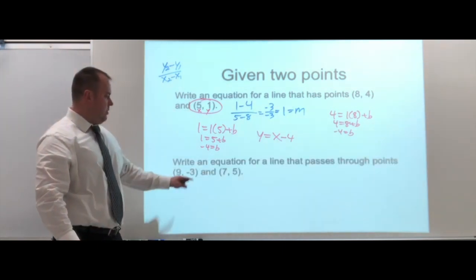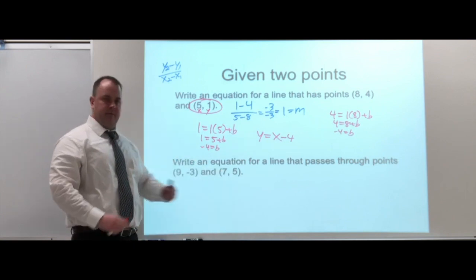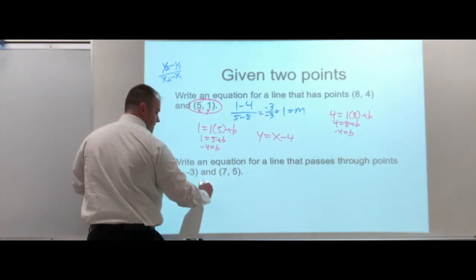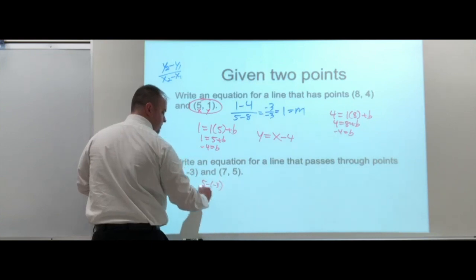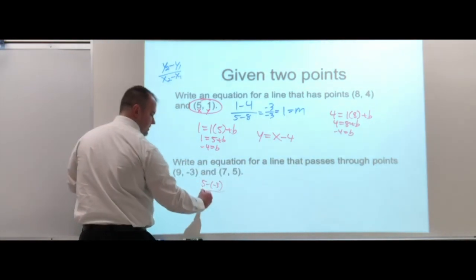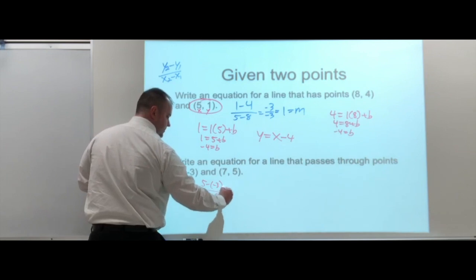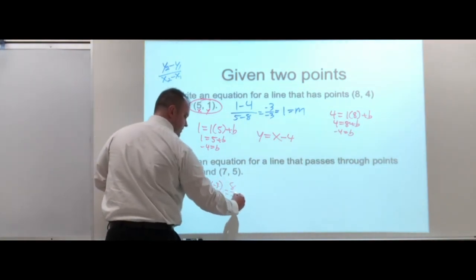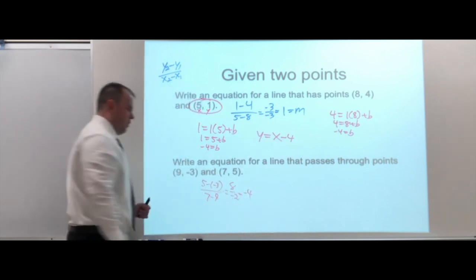Just one more example. (9, -3), (7, 5). So again, we have 2 points. I'm going to find slope. 5 minus -3. My 5 came first, so my 7's going to come first. 5 minus -3 is 8 over -2. So we have a slope of -4.